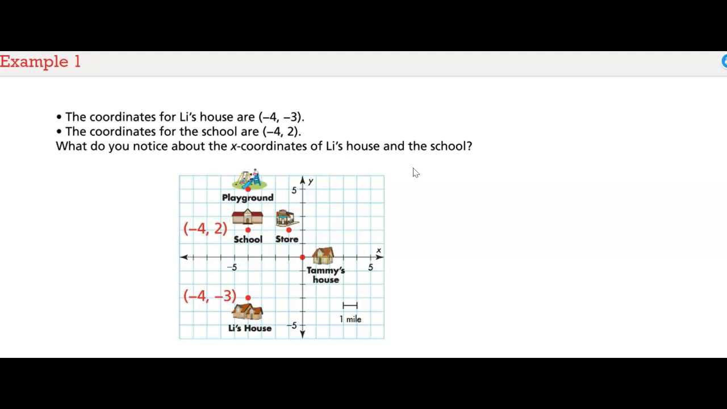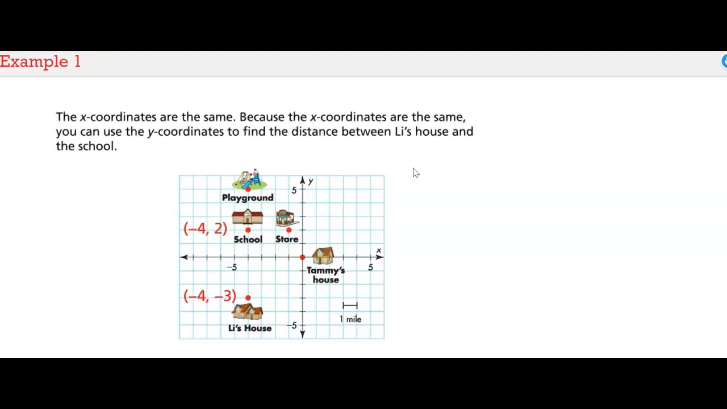What do you notice about the x-coordinates of Lee's house and the school? The x-coordinates are the same. Because the x-coordinates are the same, you can use the y-coordinates to find the distance between Lee's house and the school. You can use what you know about absolute value to find distances.